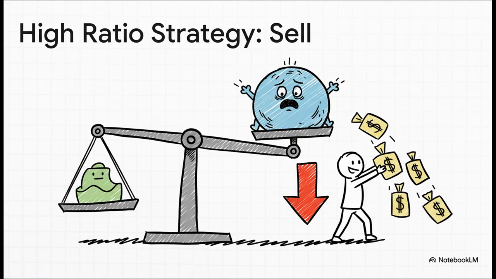Imagine the IV/HV ratio is high. Maybe it's over 1.2 or even higher. What does that tell us? It tells us fear is high. The market is pricing in a bumpy road ahead, so options are expensive. The play here? Sell that fear. You sell that premium when it's expensive and bet that eventually things will calm down.